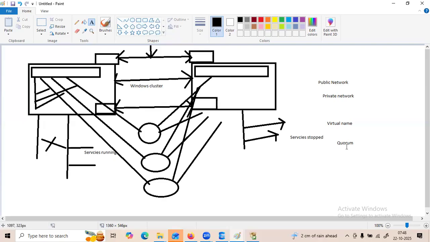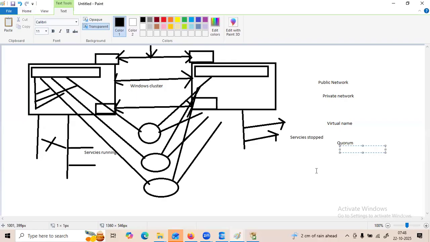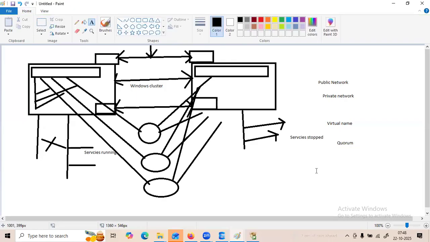Yeah. So the quorum plays the main role in SQL clustering. How does it play? When we go for a database, generally we have a data file and a log file, right? The log file is mainly used for the current transactions. It stores the active transactions that are happening, right?